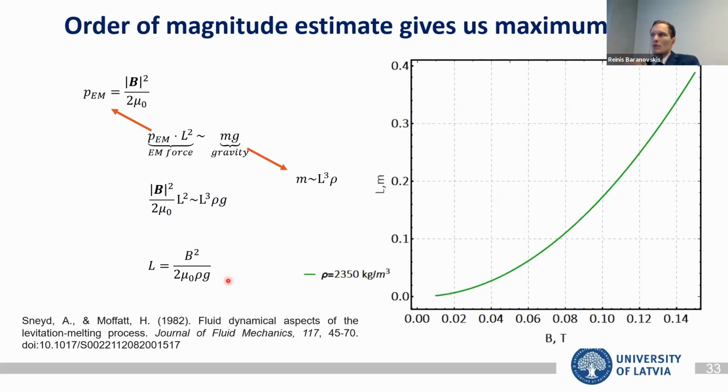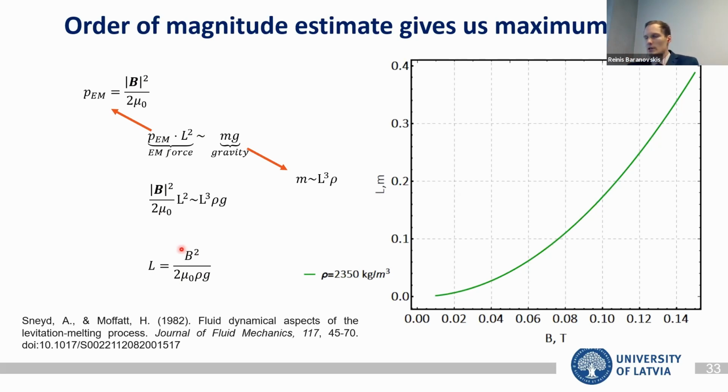We can do some order of magnitude estimates of how large objects we could levitate theoretically. If we take a solid object and try to balance the forces, gravity forces and electromagnetic forces, we do that, and this is just an order of magnitude estimate, nothing precise. We can try to express the linear size of our maximum droplet, and it's proportional to material properties and magnetic field.